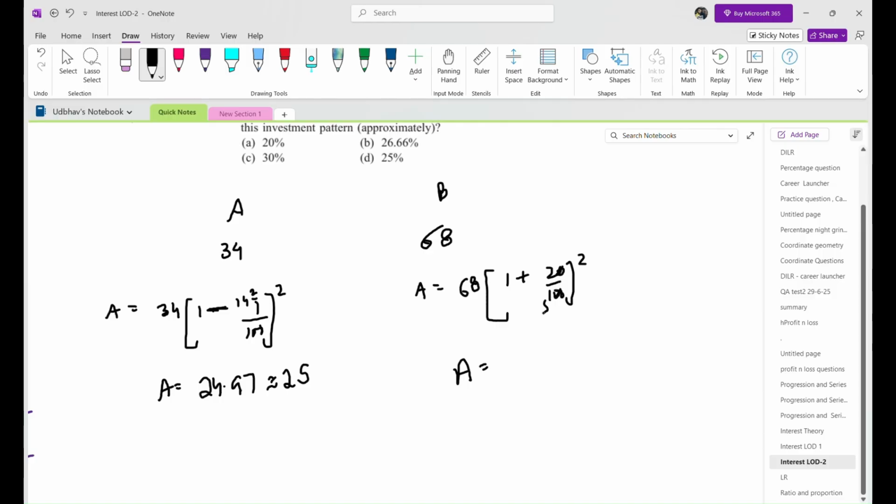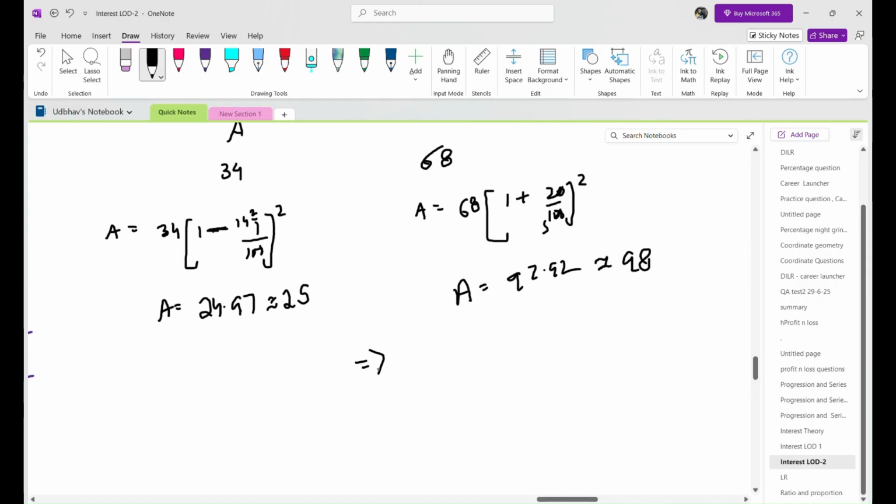And here what will we get? This is 1 upon 5. So 68 into (1 plus 1 upon 5) whole square, that is 97.92, and we can assume it 98.